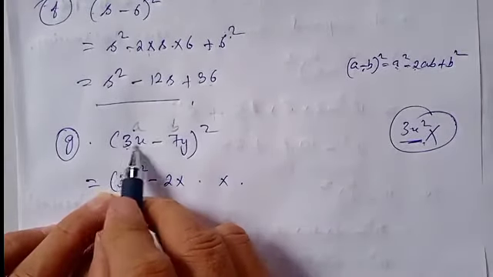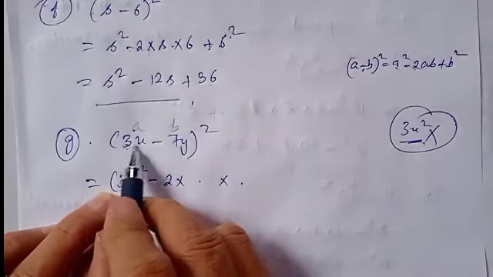12m to the power 4 divided by 3m to the power 2. First, you check the numbers. In the numerator we have 12, in the denominator we have 3. So 12 and 3, we can cancel, right? What is the common factor of 12 and 3? The common factor of 12 and 3 is 3. 3 into what number is 12? 3 fours are 12, right? So here you can write only 4.